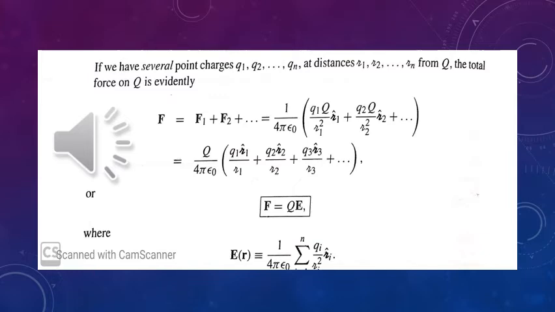That is, the total force F is equal to Q into, we can finalize it into capital E, that is the electric field. F is equal to Q into E, and there also we will get a summation of electric fields, that is Q into E1 plus E2 plus E3 plus etc. Or E is equal to 1 by 4 pi epsilon 0 into summation of i equal to 1 to n, qi by ri squared into ri cap. This is the electric field due to discrete charge.